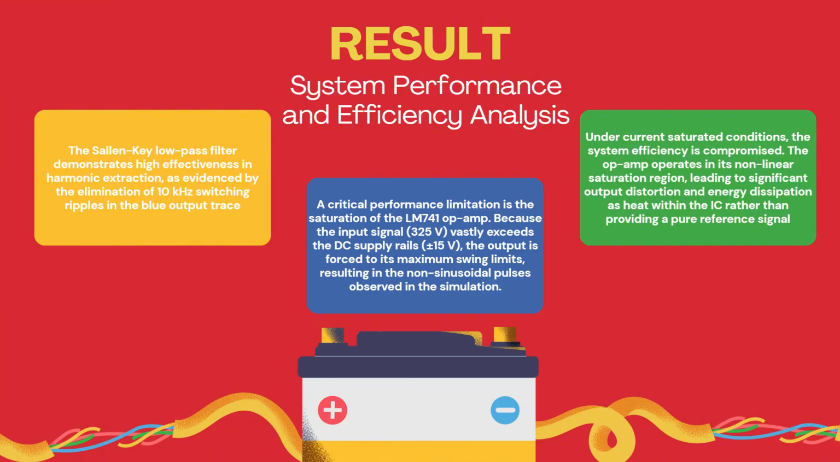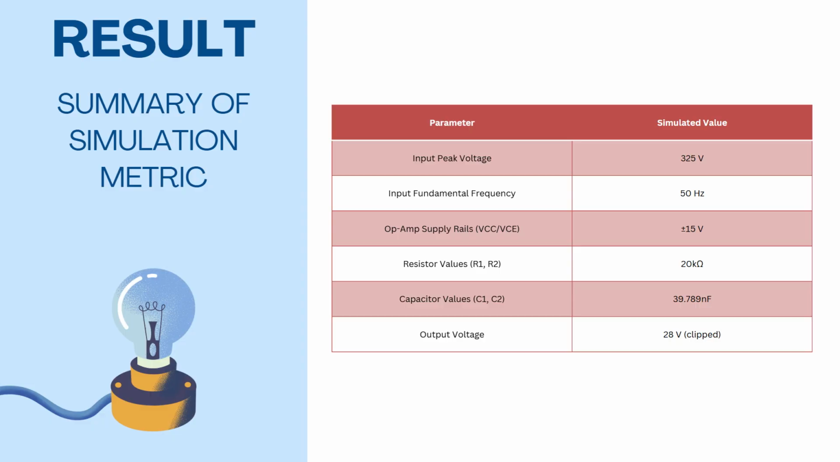observed in the simulation. Under the current saturation condition, the system efficiency is compromised. The op-amp operates in its nonlinear saturation region, leading to significant output distortion and energy dissipation, instead of providing a pure reference signal. At last, I will summarize the simulation metrics for our assignment.